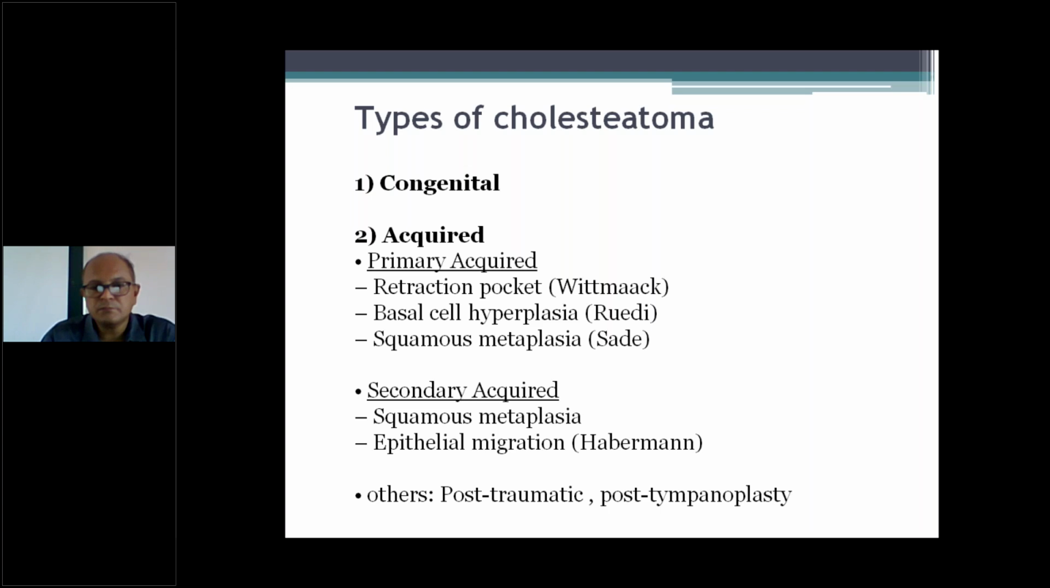And sometimes what happens is, even though the ossicles are eroded, some patients hear very well also. This is what happens in this condition: the cholesteatoma mass itself bridges the gap caused by ossicular erosion. So these patients are known as cholesteatoma hearers.